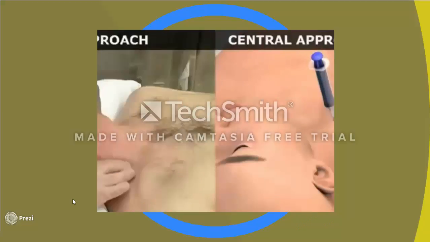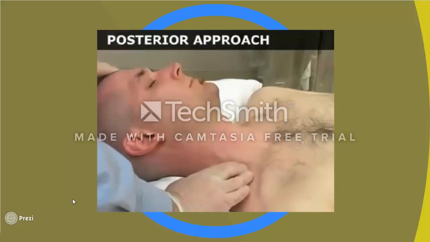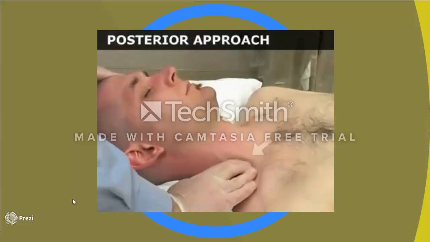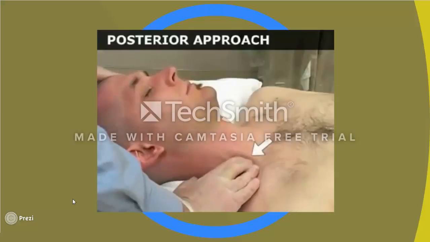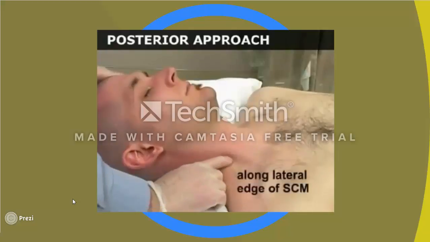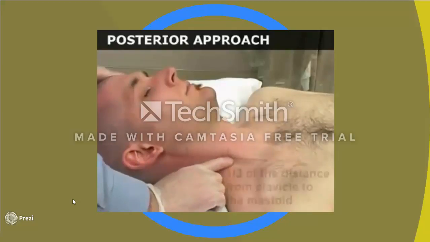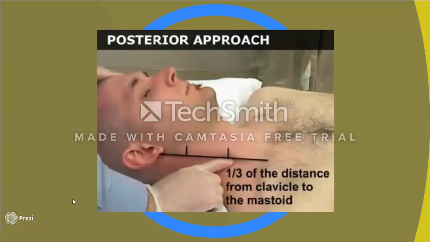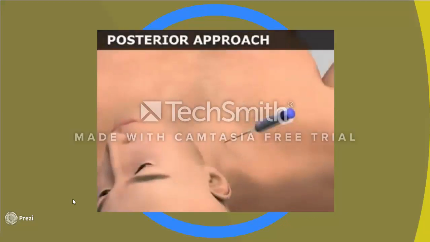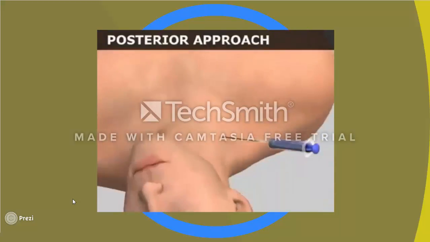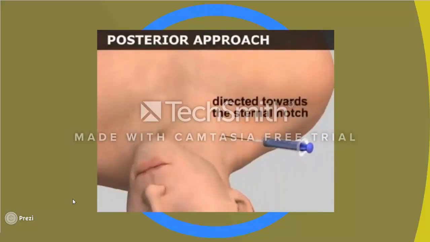For the posterior approach, establish the location of the clavicular head of the sternocleidomastoid. Needle entry occurs along the lateral edge of the muscle, 1/3 of the distance from the clavicle to the mastoid process. The needle is held at a 30 to 45-degree angle to the skin and is directed toward the sternal notch.